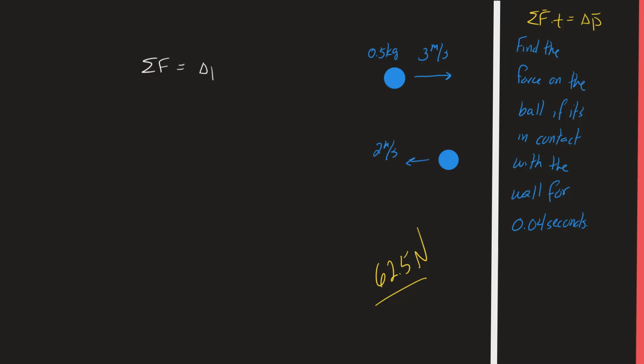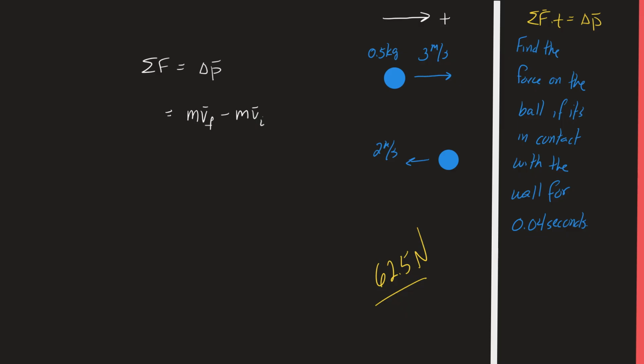Net force equals change in momentum. I know the change in momentum of the ball. The ball has a velocity of 3 meters per second, then contacts the wall, bouncing off of it at 2 meters per second. I'm going to choose to the right to be positive. Change in momentum is mv final minus mv initial.